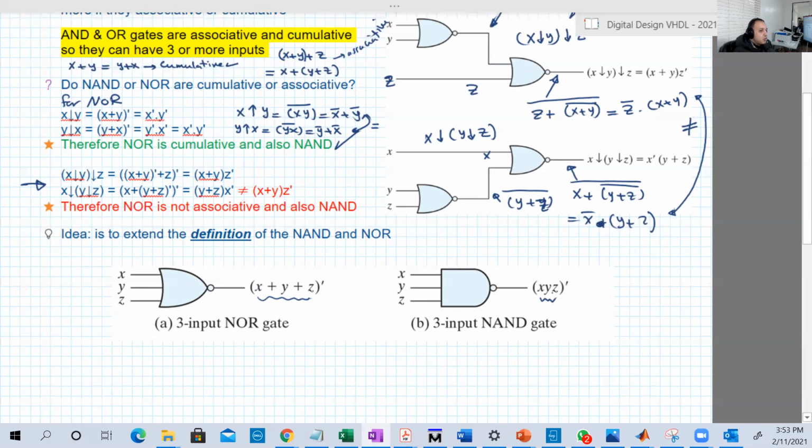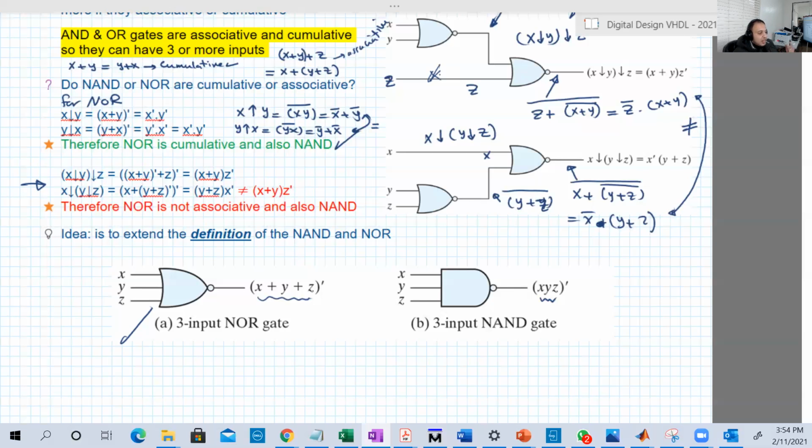Now the most important question: do we have a circuit that has 3 inputs that can do that? Yes, the answer is yes. The bottom line here is that when you try to build a 3-input NAND gate, don't do it as 2 NANDs, just like this. That's not the correct way. You should have a circuit that can do that for you.